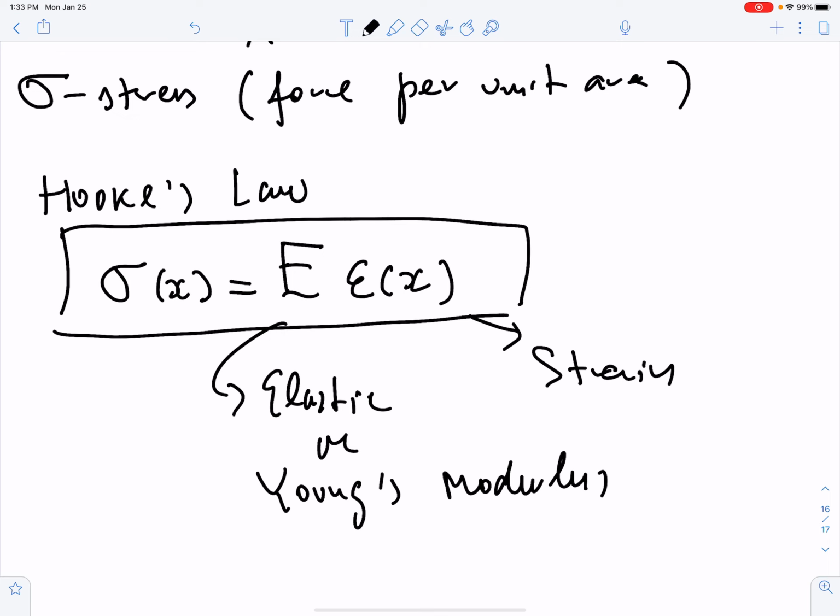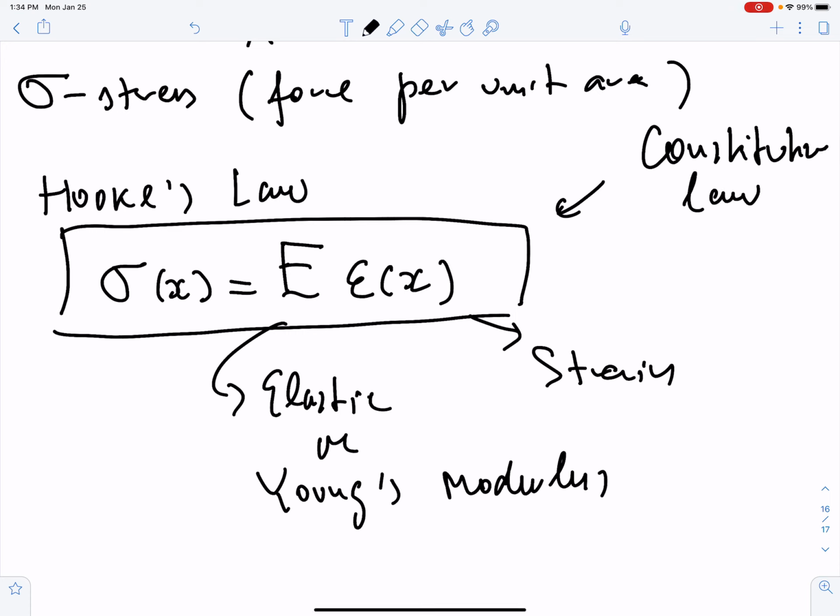This is the simplest expression that's used in mechanics of materials. It's applicable in a very small deformation regime, but that's where we are going to focus in this class. Of course, there are materials and structures that behave in a much more complicated fashion, and there are different constitutive laws out there, but that's the constitutive law that we'll use in this course. This is our constitutive law.